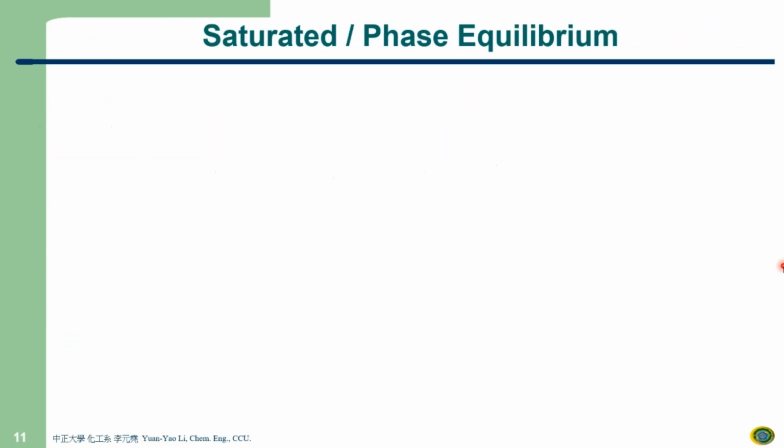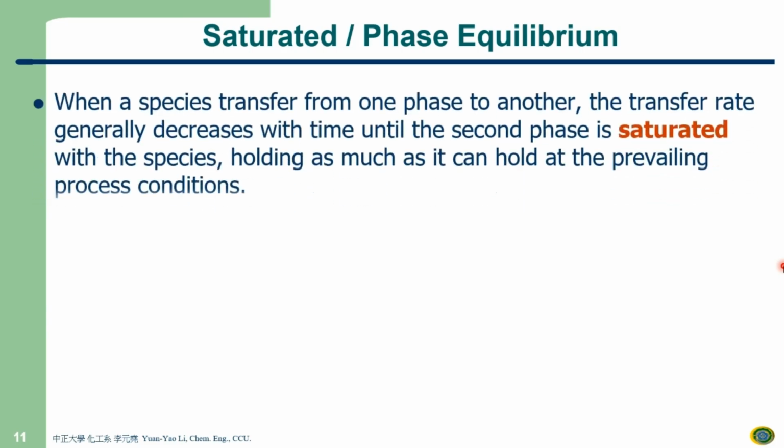So the next term I want to tell you about is called saturation, or phase equilibrium. Because we use separation processes with liquid phase, solid phase, and gas phase. Then what about the term called phase equilibrium? That means two phases reach equilibrium with each other. That means they might have a saturated situation. So what is saturation?